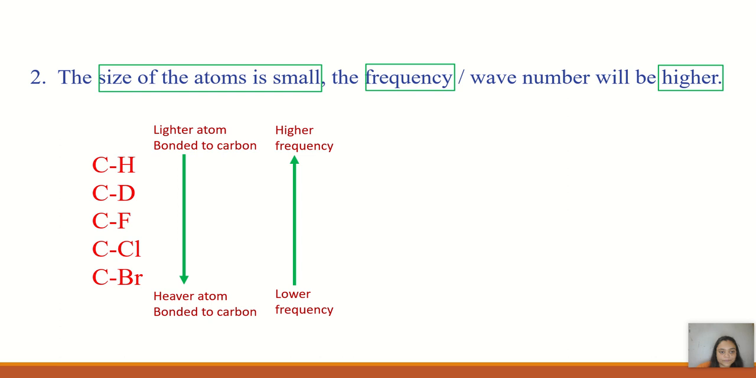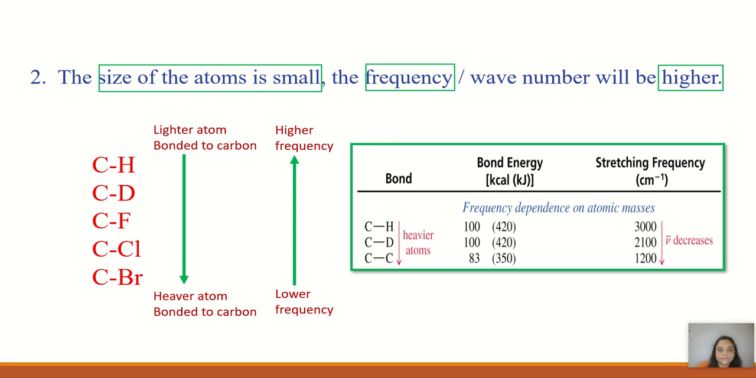Now why does this happen? Because the frequency depends on the vibration of the molecule. If we have a carbon-hydrogen bond, they are lighter atoms. Hydrogen is a lighter atom compared to a bromine atom attached to a carbon atom. So the carbon-hydrogen bond can vibrate more easily than the carbon-bromine bond. As the vibration is greater, the frequency will also be higher. We can understand this from the following table, in which the carbon-hydrogen bond has a higher frequency compared to the carbon-carbon bond.